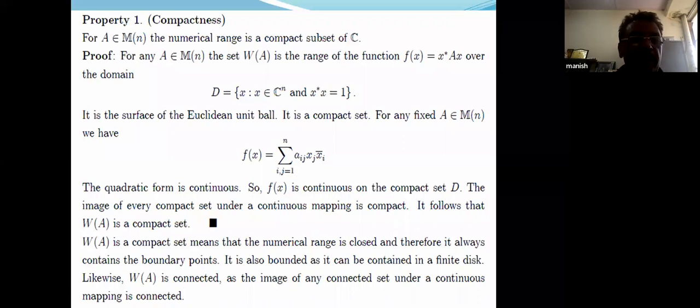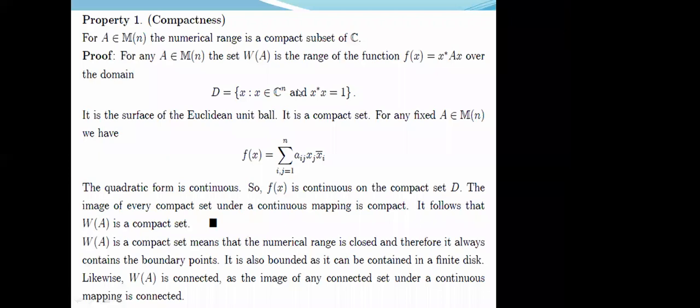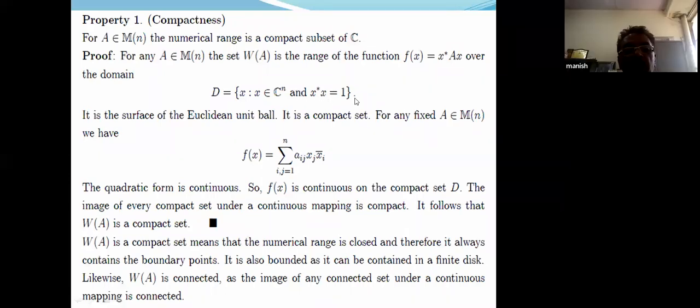Why? For any A belonging to Mn, we said W(A) is the range of the function f(x) = x* A x. W(A) is defined as x* A x over unit vectors, x* x = 1. So what is the domain? Domain is the set of all x belonging to Cn with x* x = 1. So it is the surface of the Euclidean unit ball and is clearly a compact set.